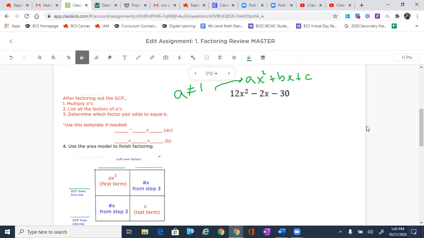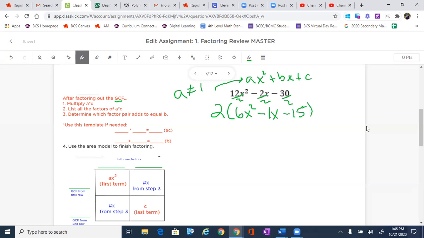So we have 12x squared minus 2x minus 30. And it says what we want to do is start with the GCF, or the greatest common factor. And notice it's a 12, a 2, and a 30. So the greatest common factor that's going to pop out of this is 2. So I'm going to write 2, and divide it out of each of these individual pieces, which should bring us to 6x squared minus 1x minus 15.